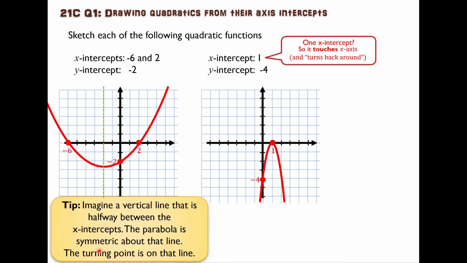And of course, all parabolas are symmetric, so if it makes it easier for you, what you can do is draw a dotted line at that x-intercept and know that the parabola is symmetric around that line. It's a mirror image around that line, because that might make it easier to draw.